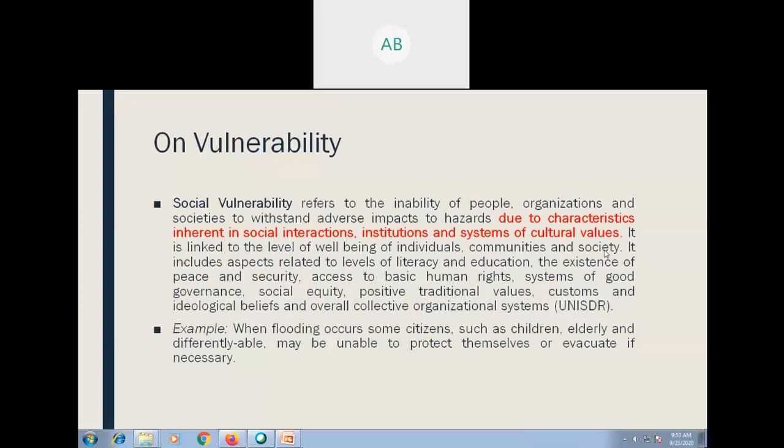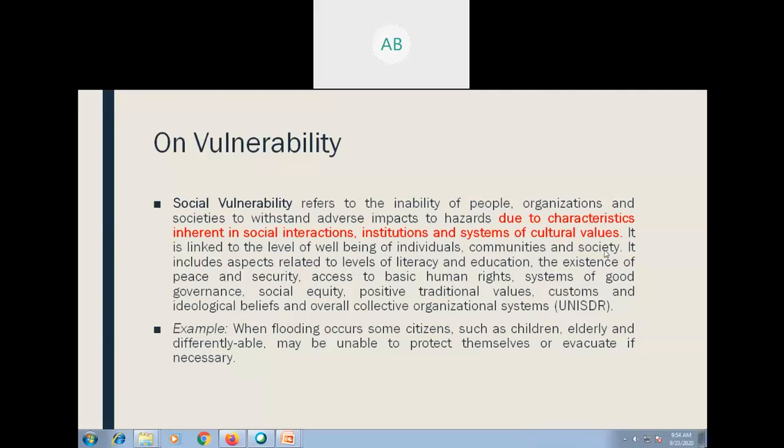Okay, so you may have your individual level of vulnerability, or vulnerability can also be at the level of communities and societies. It includes aspects related to the levels of literacy and education. So your level of literacy and education can also contribute to your level of vulnerability. Okay, so literacy and education will come under social vulnerability categories.